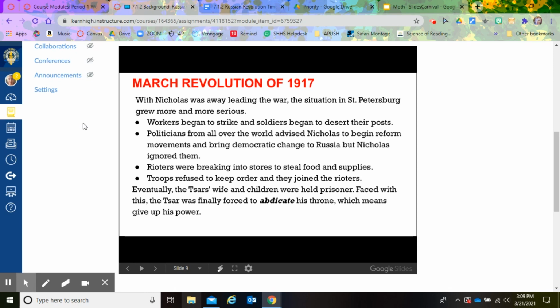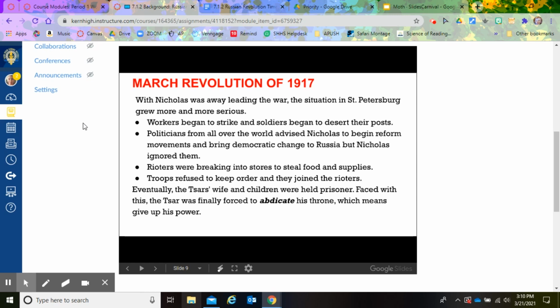Let's move on to the March Revolution of 1917. With Nicholas leading the war, the situation in St. Petersburg, which is the place where the royal family lived, grew more and more serious. Workers began to strike and soldiers began to desert their posts. Politicians from all over the world advised Nicholas to begin reform movements or change and bring democratic change to Russia, but Nicholas ignored them. Rioters were breaking into stores to steal food and supplies, and troops refused to keep order and joined the rioters. Eventually, the Tsar's wife and children were held prisoner.